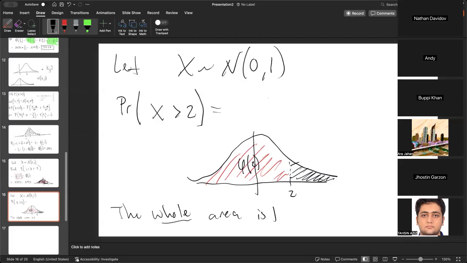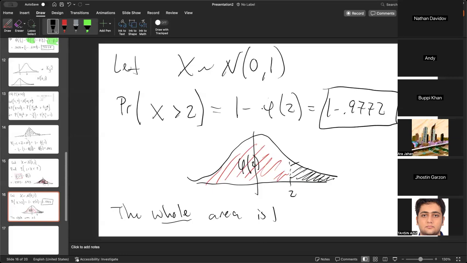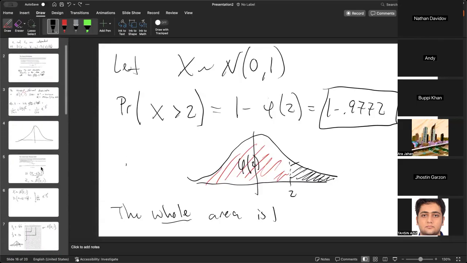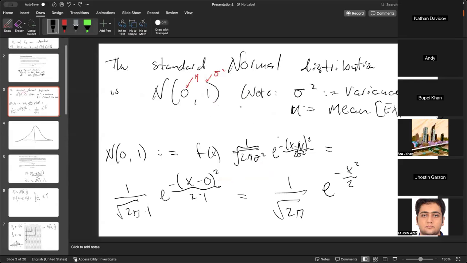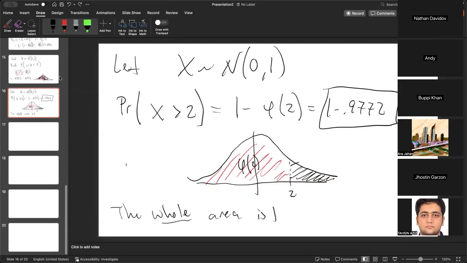So this is going to be the whole area minus the red part. So that's 1 minus phi of 2. And again, that's going to be 1 minus 0.9772. I think those were the numbers. Okay, and that's going to be some number. I'm not going to compute it. You can just put it into your calculator. Again, I want to emphasize this: because this is a probability density function, the whole area under the curve is always going to be equal to 1. Okay.